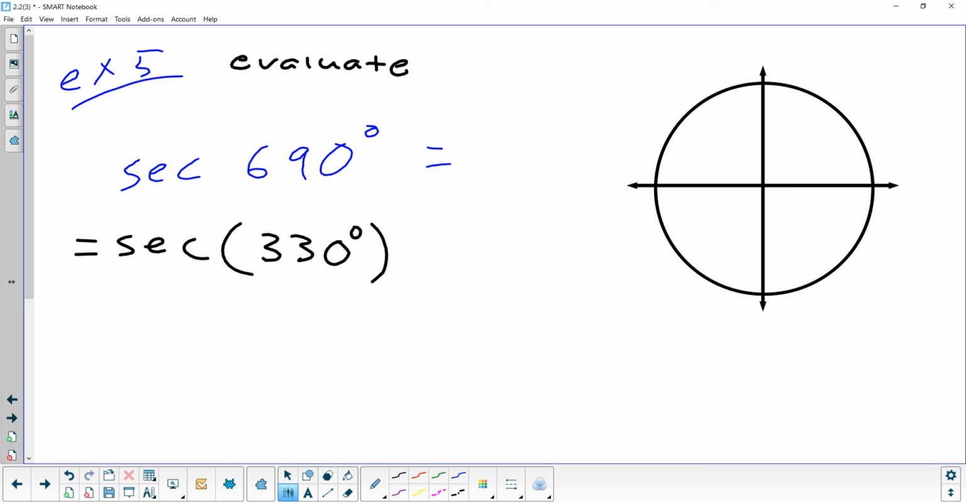Okay, so 330. 270 is at the bottom. 360 would be all the way around. Mateo, is 330 right in the middle of these two numbers? Closer to 360 or closer to 270? Closer to 360. Yeah, it's only 30 away from 360. So it's going to go more towards 360. Make your triangle.